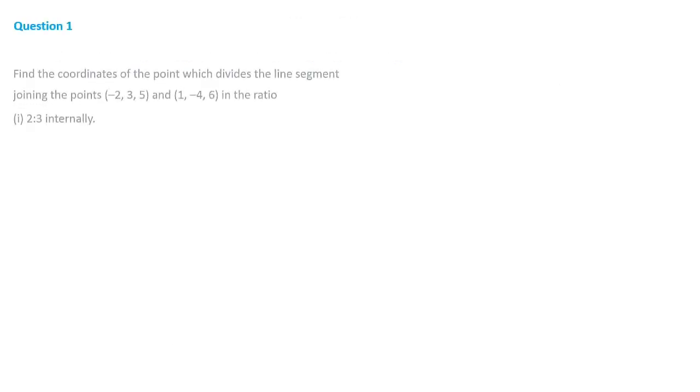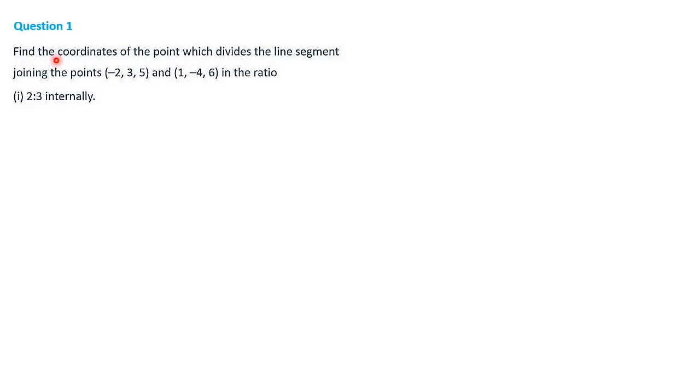Next we shall discuss the exercise questions. First question from exercise 12.3. Find the coordinates of the point which divides the line segment joining the points (-2, 3, 5) and (1, -4, 6) in the ratio 2:3 internally. So here it is an internal division. Let's take the first point as A and the second point as B. Then the coordinates of the point P we can assume as x, y, z.